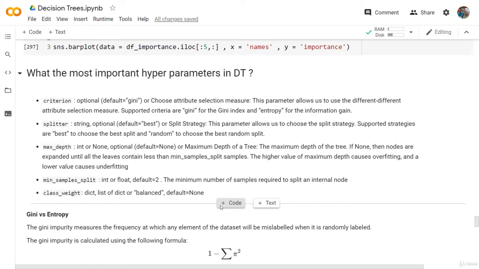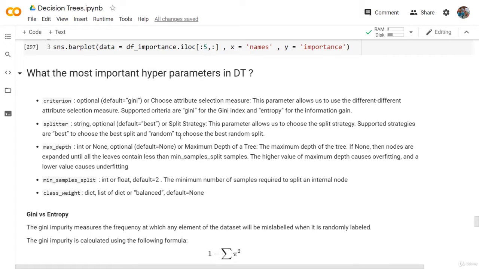And then we also have the splitter. This is a string and it can be either best or random. This is the splitting strategy. This parameter allows us to choose the split strategy. The supported strategies in sklearn are best, which will choose the best split, and this is the strategy we chose when we implemented the algorithm ourselves. But random is more efficient because it will choose the best random split.